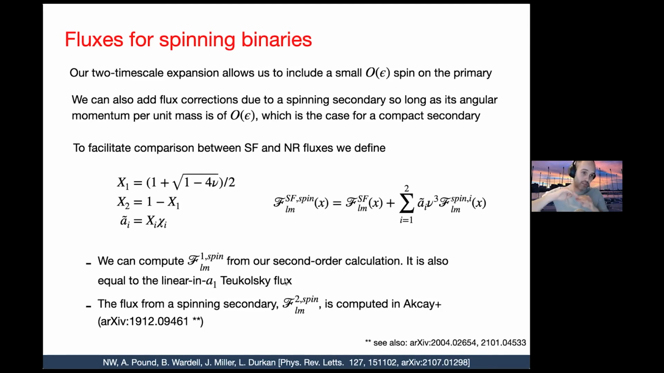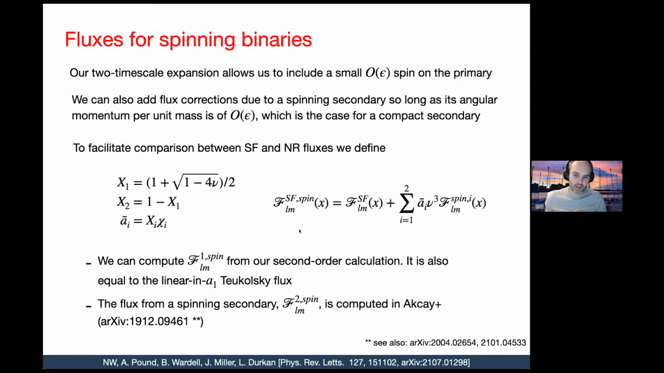So if you compute a Teukolsky flux and just linearize it in the spin of the primary, it's the same result. Likewise, we can add on the spin of the secondary. That's been computed by a lot of people recently. We did it ourselves in this paper here, but there are also some other recent papers that have done it in the last year or so.